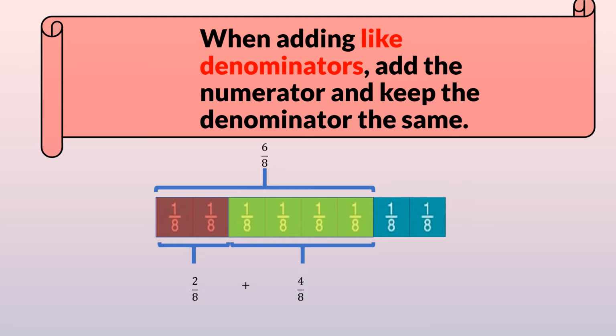So if we look at what is shaded red on our fraction bar, that is 2/8. And then what is shaded green is 4/8. So if we add those two together, it's going to total 6/8. So once again, when adding like denominators, keep the denominator the same.